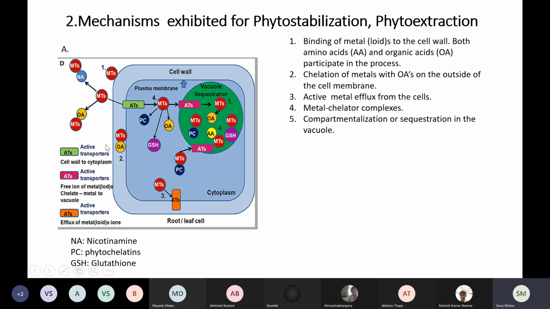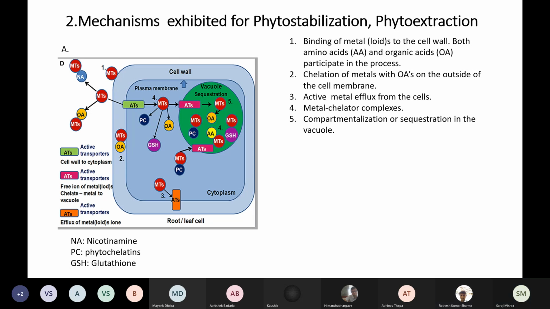Okay, so you have now these metalloids which have chelated with these organic acids and they can stay on the outside. So what you have here is the cell wall, and what you have inside now is the plasma membrane. So in this particular space, many of these can be simply immobilized. Okay, so that's the reason why we say it is a mechanism which is exhibited in order to explain phytostabilization. So this will again be classified as phytostabilization. So is that clear to everybody as to how it actually occurs on the surface of the root cell?